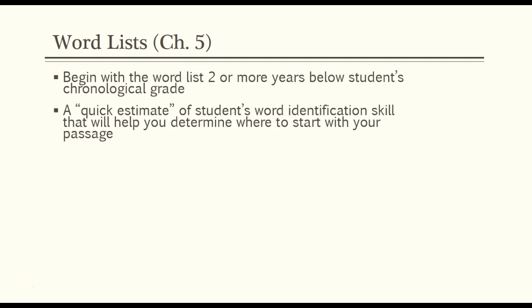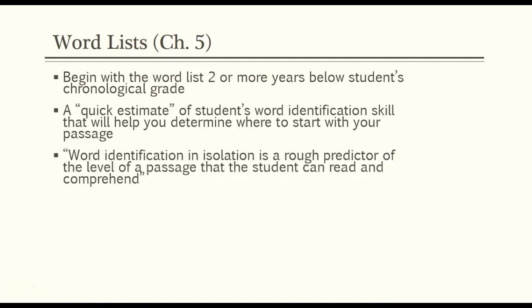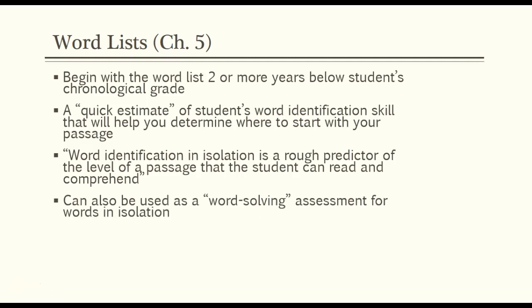So their performance on the word list is not going to tell you their reading level. That's what the passage is for. But the word list performance will tell you what passage to give next so that you aren't wasting your time giving a ton of different passages. The passages are very time consuming. They can take 30 minutes per passage. So you don't want to be wasting your time. You want to start with the word list to determine what passage to start with. Word identification in isolation is a rough predictor of the level of a passage that the student can read and comprehend. These can also be used as a word solving assessment for words in isolation.